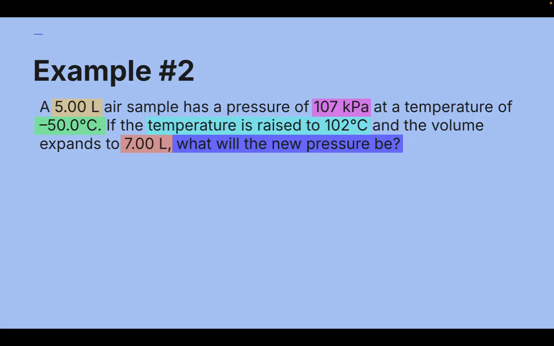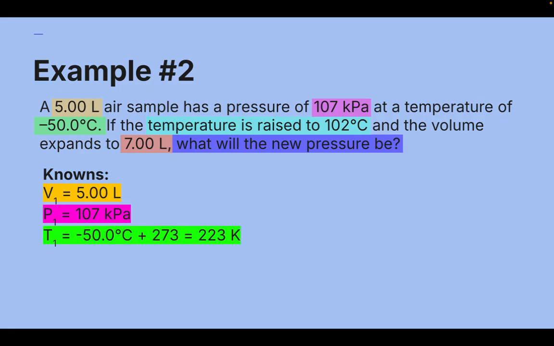Highlighting my known variables and pulling them out, I know my initial volume is 5 liters. My initial pressure is 107 kilopascals. My initial temperature is negative 50 degrees Celsius, but my temperatures always need to be in Kelvin, so I'm just going to convert it right away by adding 273.